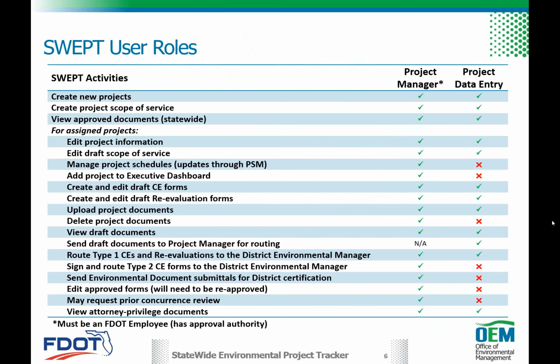So if they're out unexpectedly, there's kind of two things you can do. One, SWIP is obviously an internet-based application. You don't have to be on a DOT computer. You can be anywhere. It works on your phone. It works on tablets. It works on any internet-based computer. So I say that just because someone's out doesn't necessarily mean that they don't have access to SWIP.